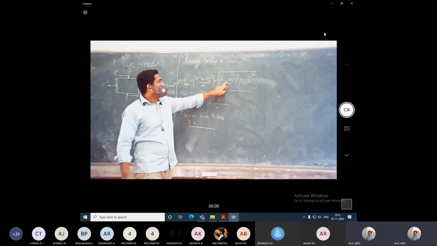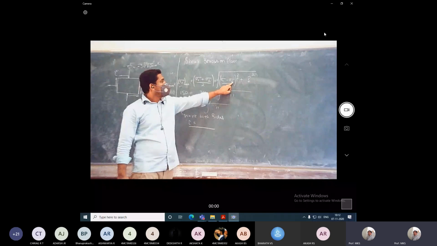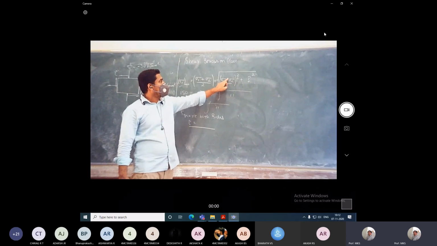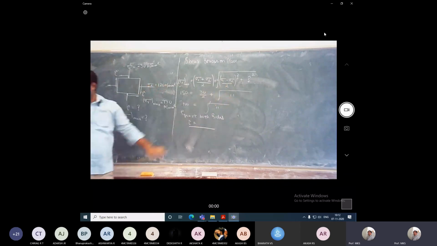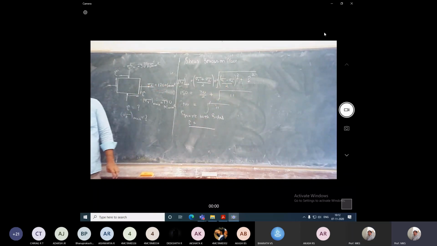Here sigma 1 minus sigma 2 is there. So here 30, it will be minus of minus, it becomes plus. 30. 84.852. That is right.